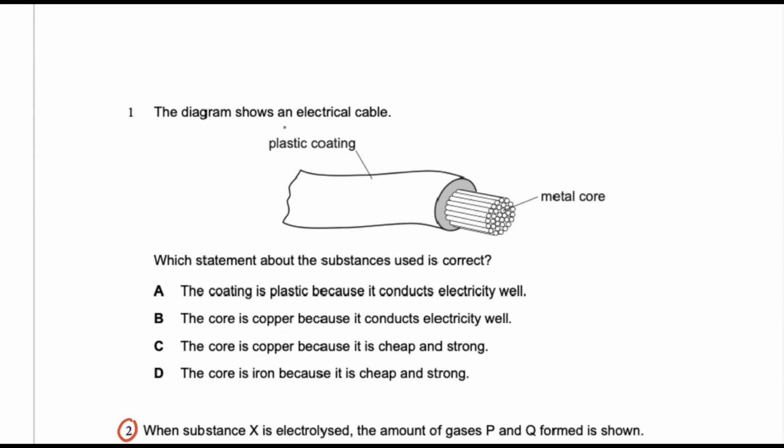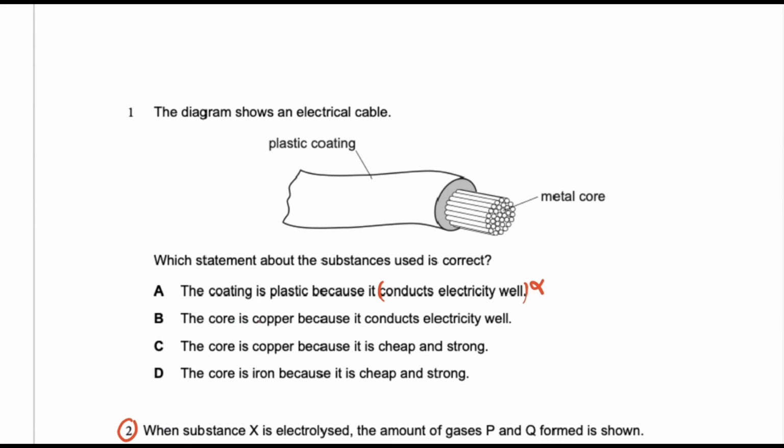The diagram shows an electrical cable, plastic coating, metal core. Which statement about the substances used is correct? Okay, let's see one by one. The coating is plastic because it conducts electricity well. So of course, wrong. Plastic is an insulator. So this part makes it wrong.